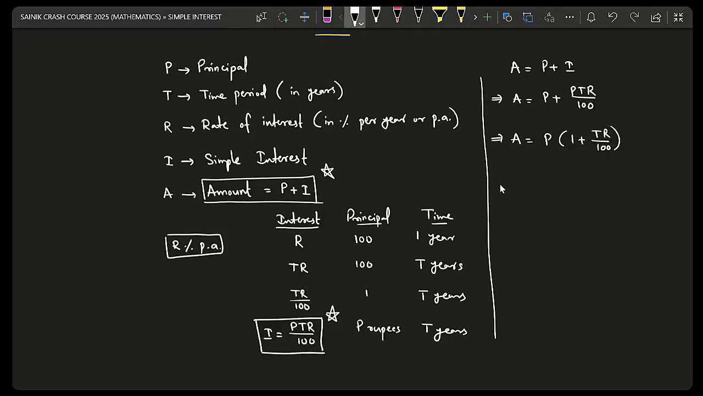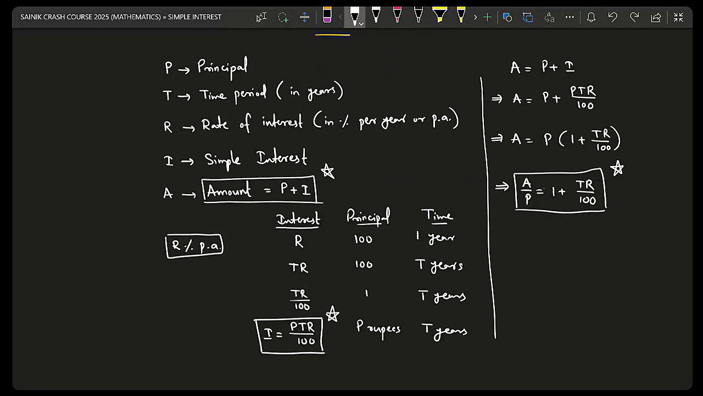Now transpose P to the left side. You will be getting A by P is equal to 1 plus TR by 100. This formula will be very useful for us, and we will be using it as a shortcut in some questions. Whenever the question involves amount as well as principal, we are going to use this formula, A by P is equal to 1 plus TR by 100. We can save some steps in answering the question. In this chapter, we are going to deal with these three formulas. If you know these three, you are able to solve almost every question.